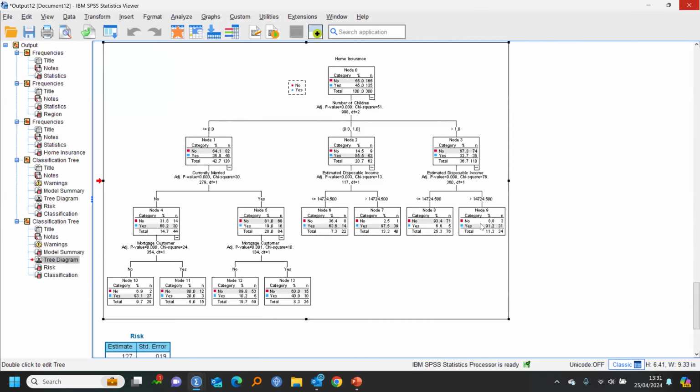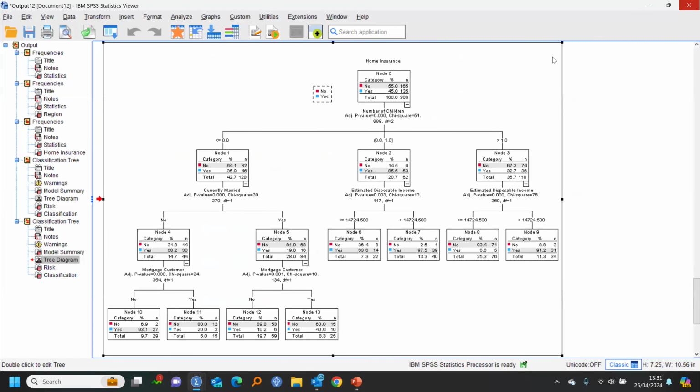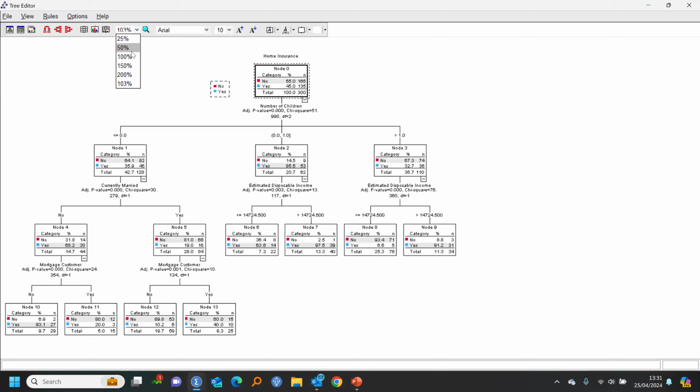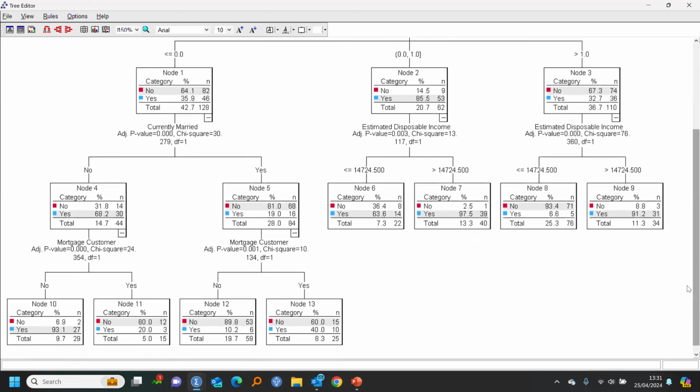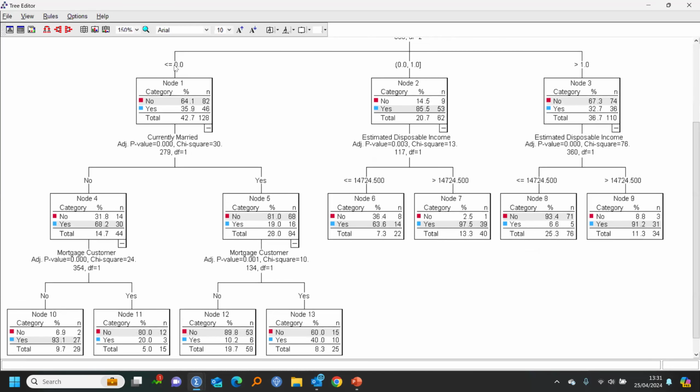Now it's rerun the tree, and you can see that because we've given it more freedom, the tree is more complex at this stage. I'm opening it into its own editor, zooming into 150%. Again, the number of children is still the top of the tree structure because that's still the most important factor. But it's now split those with 0 kids into whether or not they are currently married. So I could split it down and it says, okay, well, look, if they're not currently married, the percentage of people buying the product, it's only 30 cases, is 68%, 30 out of 44 cases.